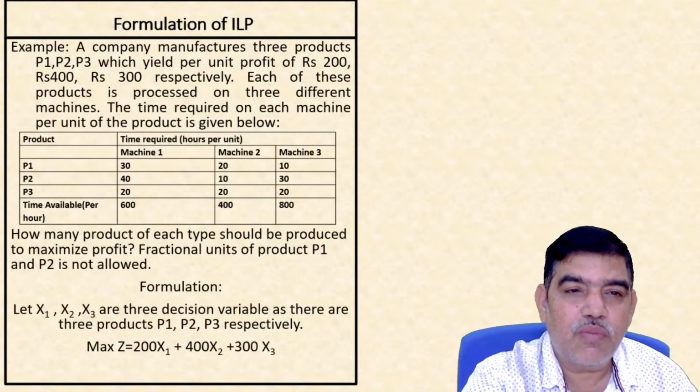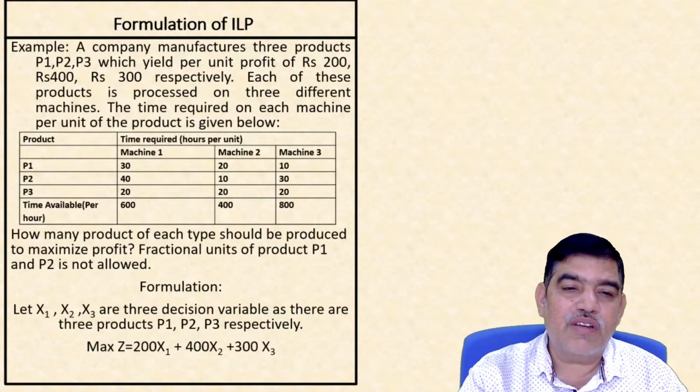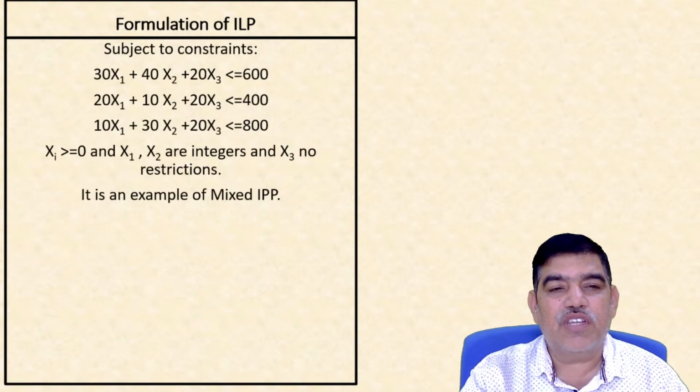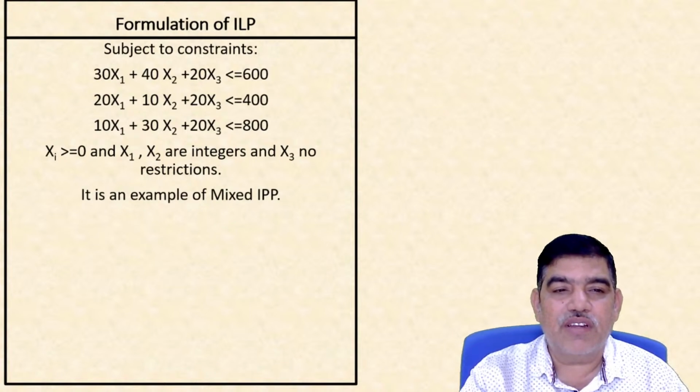Similarly, for machine 2, for product 1, that is 20, for product 2, that is 10, for product 3, that is 20, and the time availability is 400. So the second constraint equation is 20x1 + 10x2 + 20x3 ≤ 400.